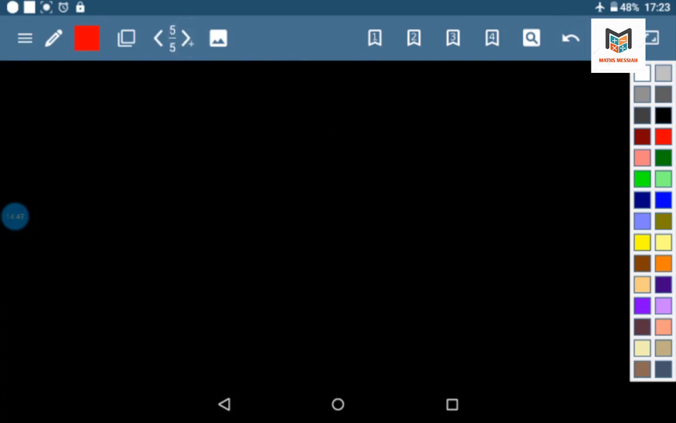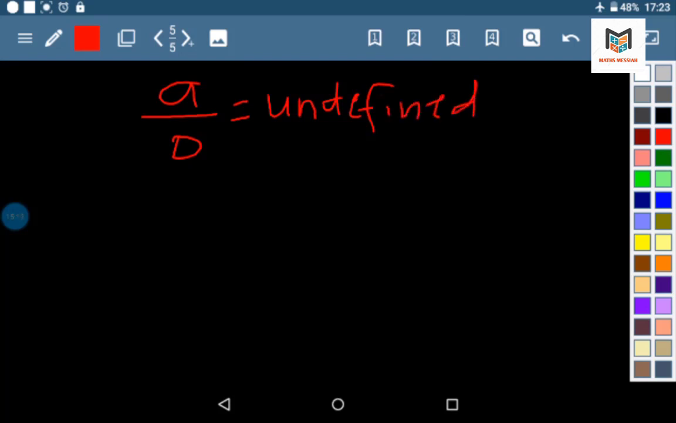Now let us move on to our next proof. That is, when you have a number a divided by 0, we say that it is undefined. The result is undefined. Why? Why is it that every number divided by 0 is undefined? Let us investigate by using 8.